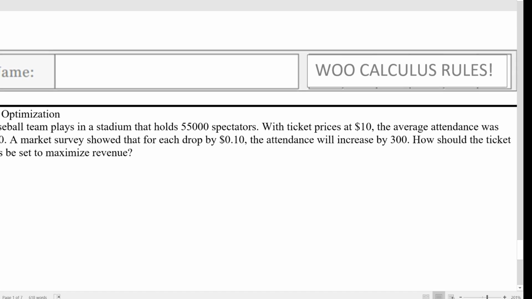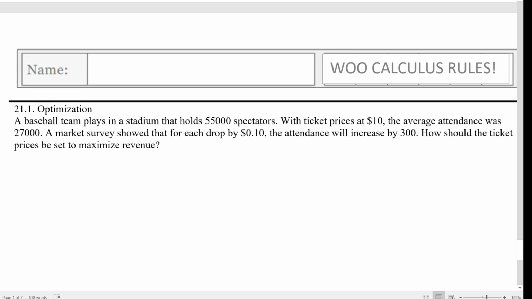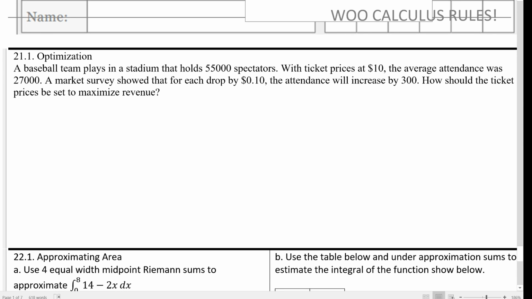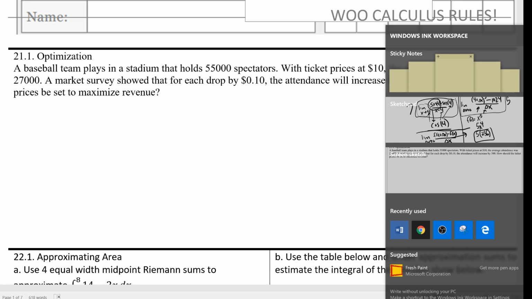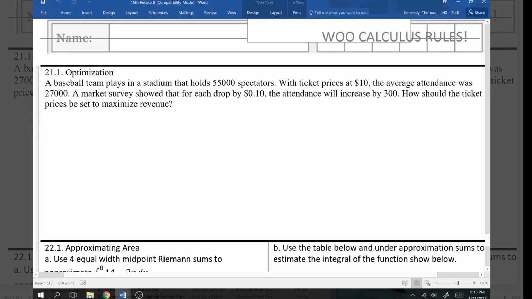Here's our optimization question this week. We had, well, the second half of the week. A baseball team plays in a stadium that holds roughly 55 grand spectators. With ticket prices at $10, the average attendance was 27 grand. A market survey showed that for each drop of 10 cents, the attendance will increase by 300. How should the ticket prices be set to maximize revenue? So this is my way of creating one of those orchard problems without an orchard problem. I really just did a lot of searching on the internet.